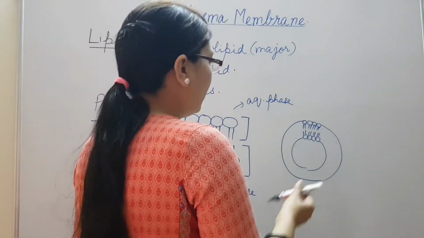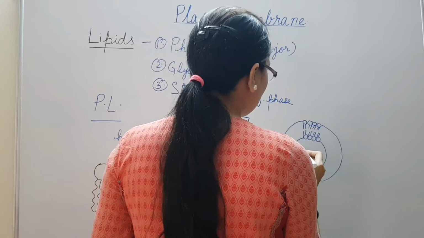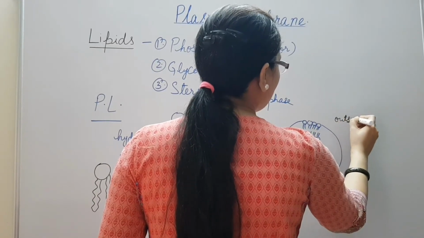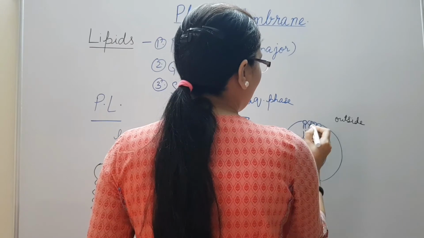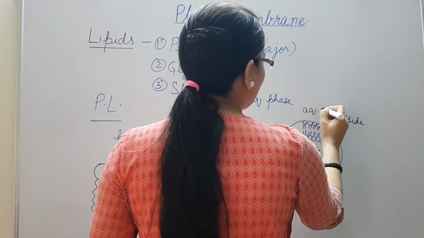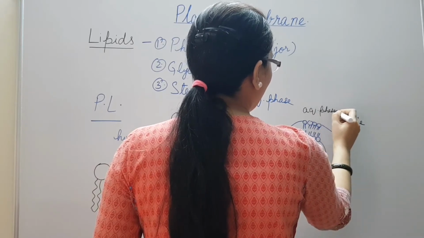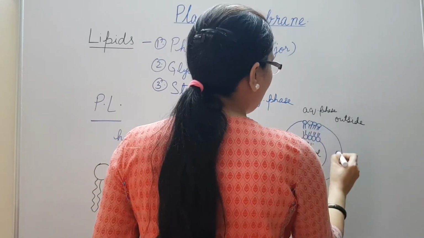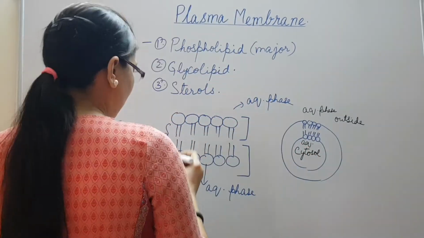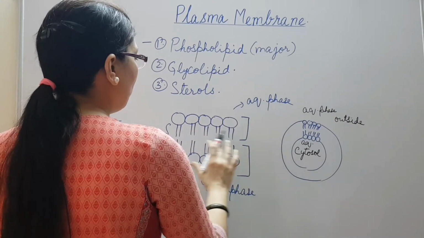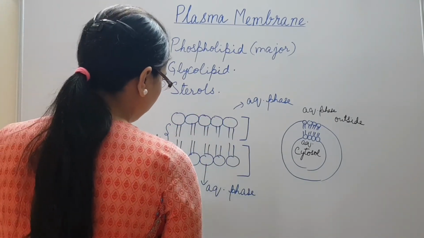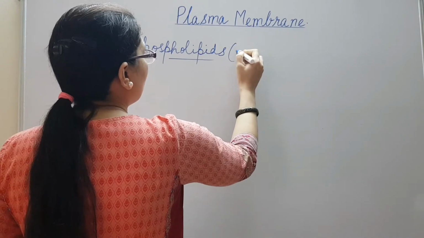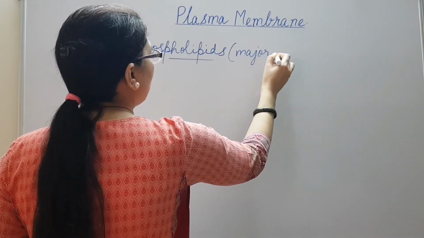It means that suppose this is the cell, this is the cytosol, and this is the outside region. So this polar head is facing the outside aqueous phase, and this one is towards the inside. This is also aqueous phase, and these tails form the hydrophobic interior of the plasma membrane. The force that holds these two phospholipid layers together is the hydrophobic interaction between the non-polar tails. Phospholipids are the major lipid present in plasma membrane.